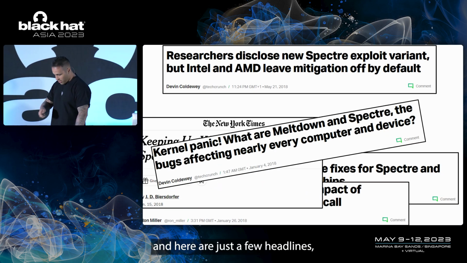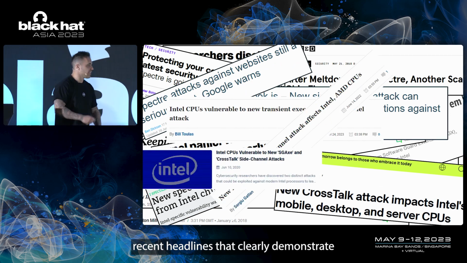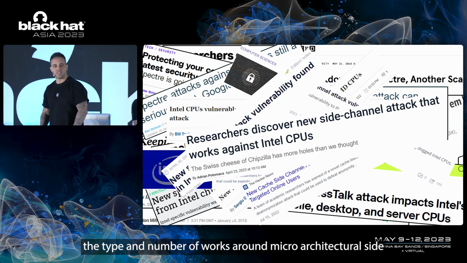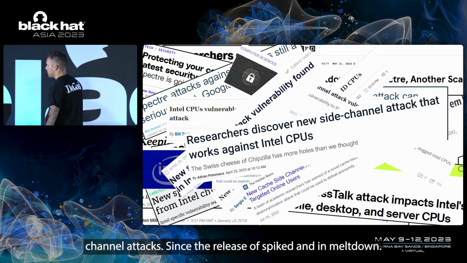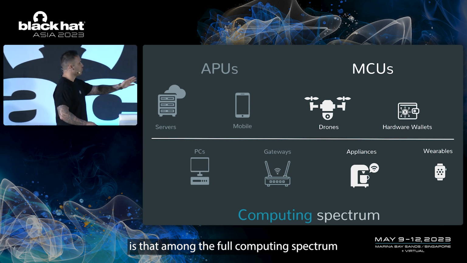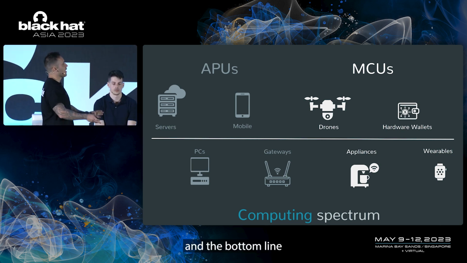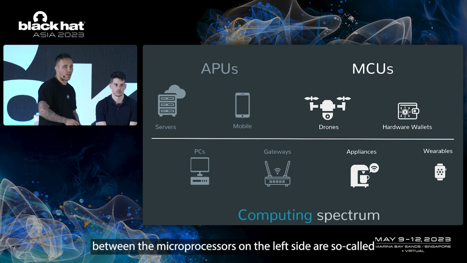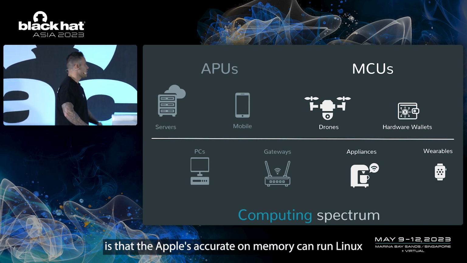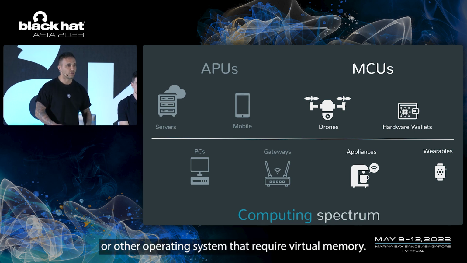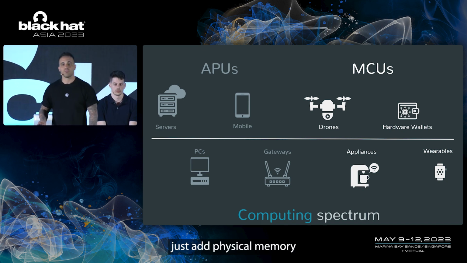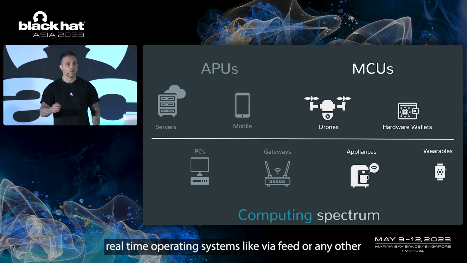Well, here are just a few recent headlines that clearly demonstrate the hype and number of works around microarchitectural side channel attacks since the release of Spectre and Meltdown. But one particular observation is that among the full computing spectrum, here the bottom line, between the microprocessors on the left side, also called application processor units in other architectures' lingo, compared to the microcontrollers, is that the APUs have virtual memory and can run Linux or other operating systems that require virtual memory. The MCUs on the right side just have physical memory, and typically they run just real-time operating systems like Zephyr or any other flavor.